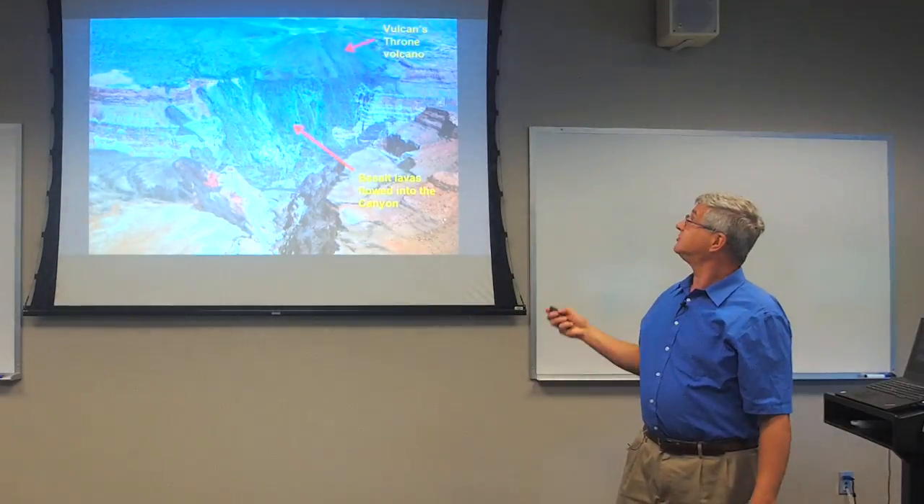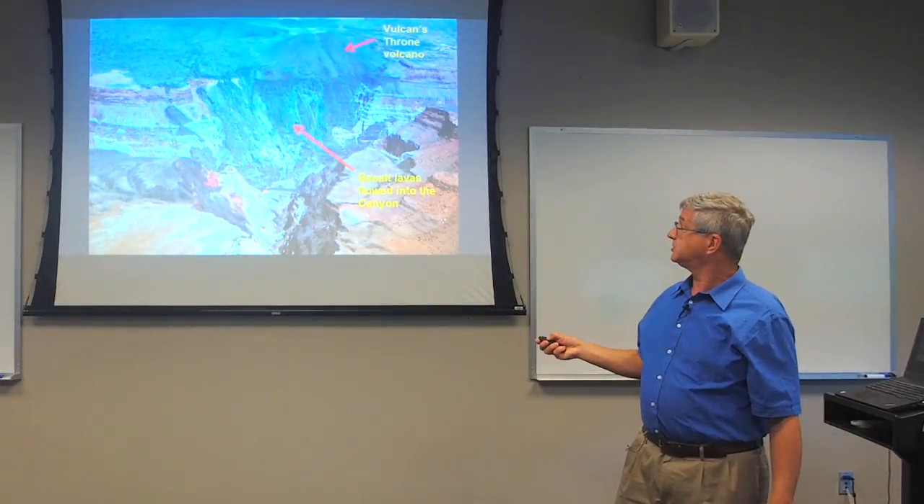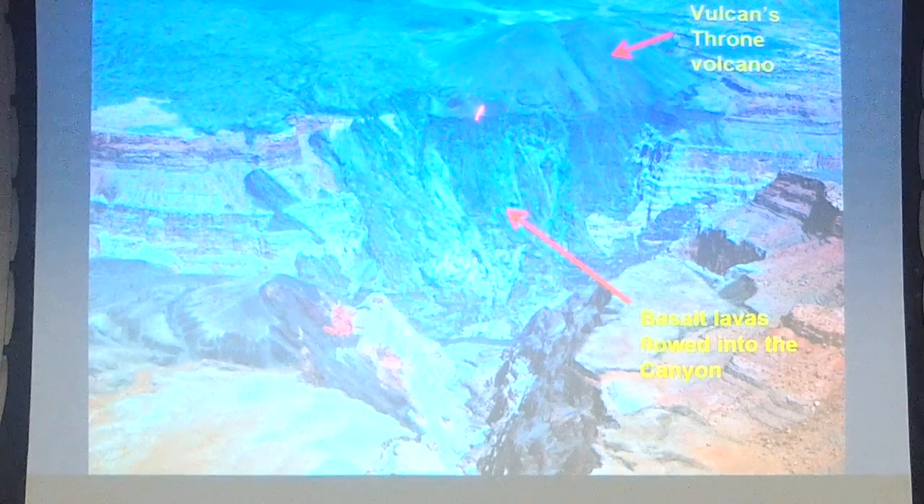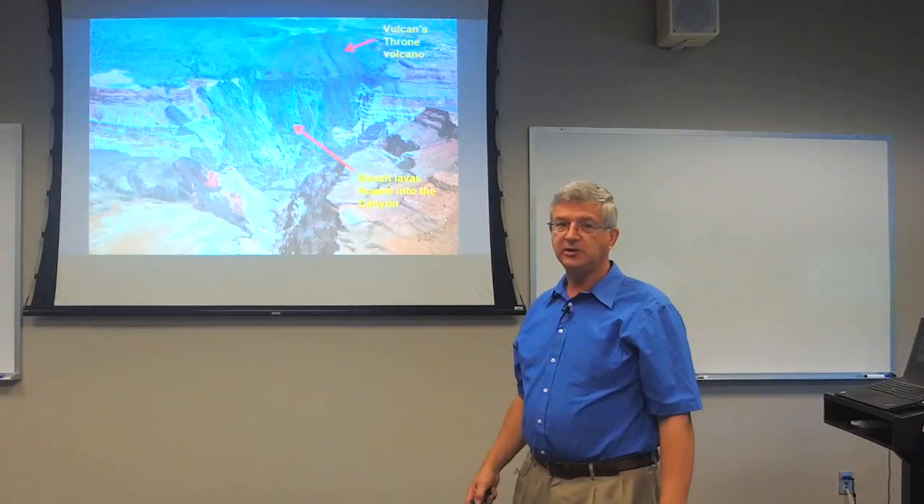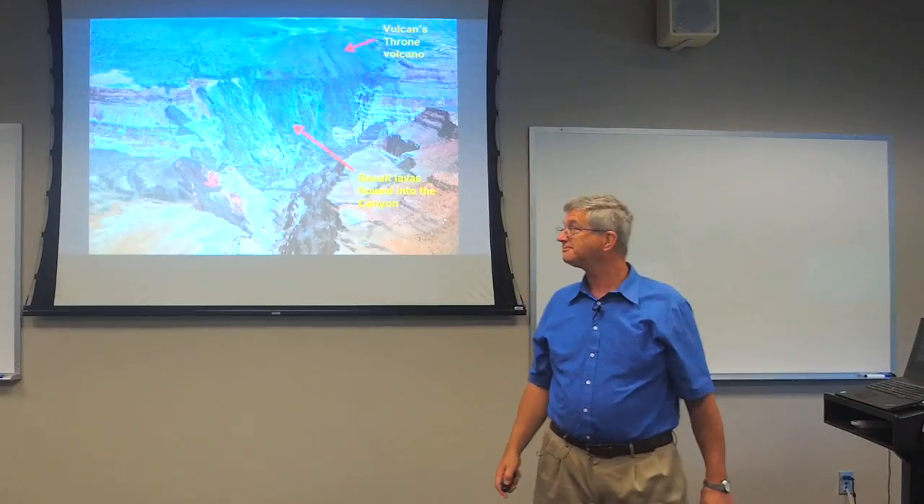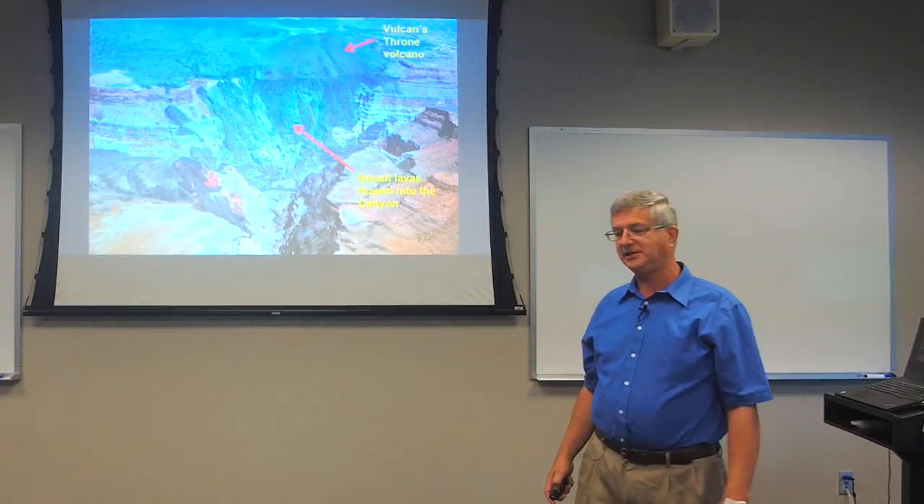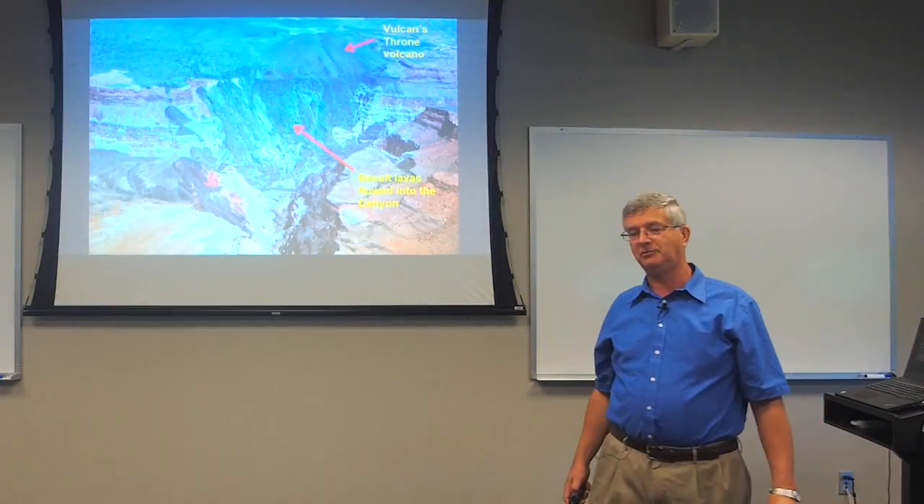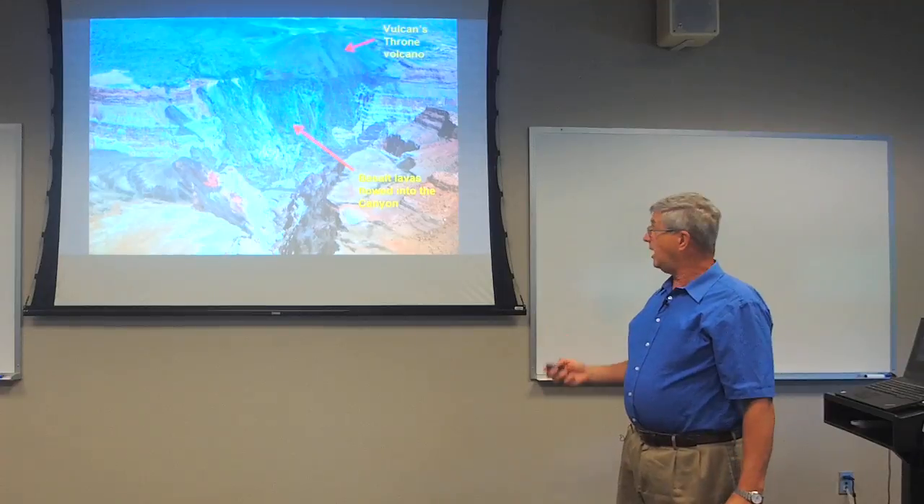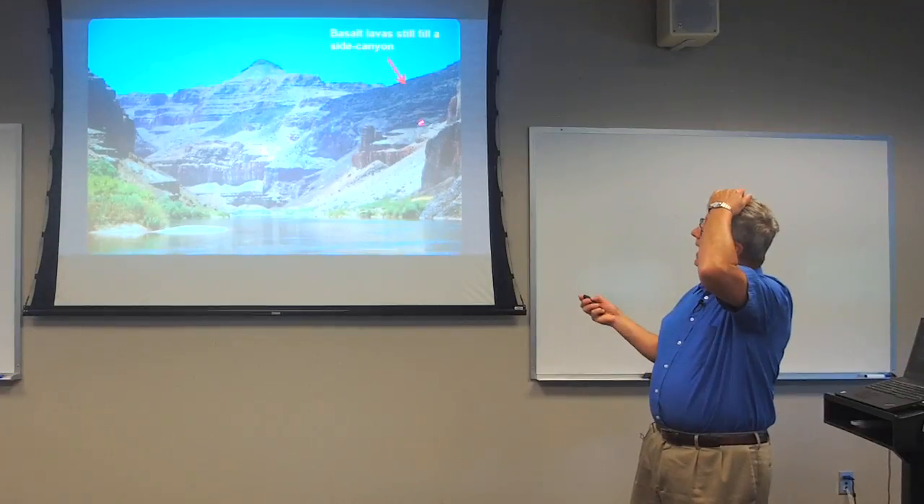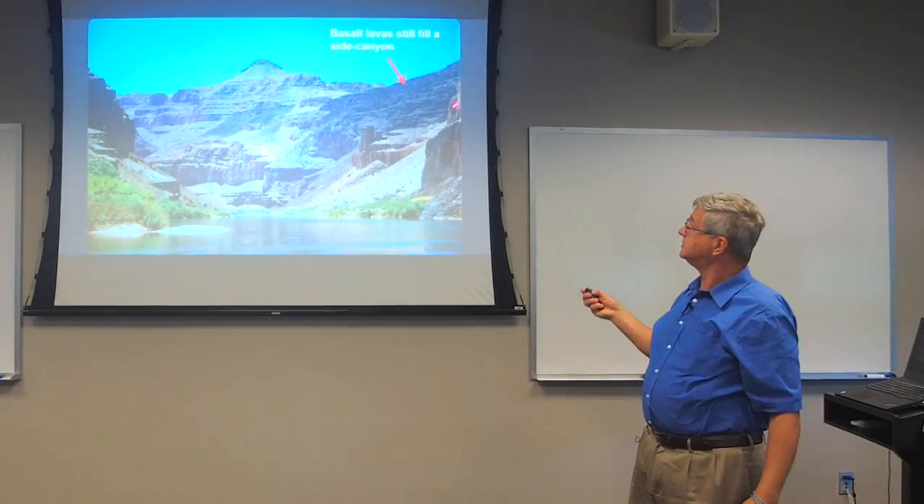So here they are. Here's Vulcan's throne. Here's the Colorado River. The lava's flowed down here. By the way, the best rapid on the river, which is the fastest navigable rapid in North America, is right here. It's called Lava Falls Rapid. 19 seconds of sheer terror. Particularly if they're letting water out of the Glen Canyon Dam at a rate of knots, it's really a raging torrent. So here the lava's filled in whole side canyons.